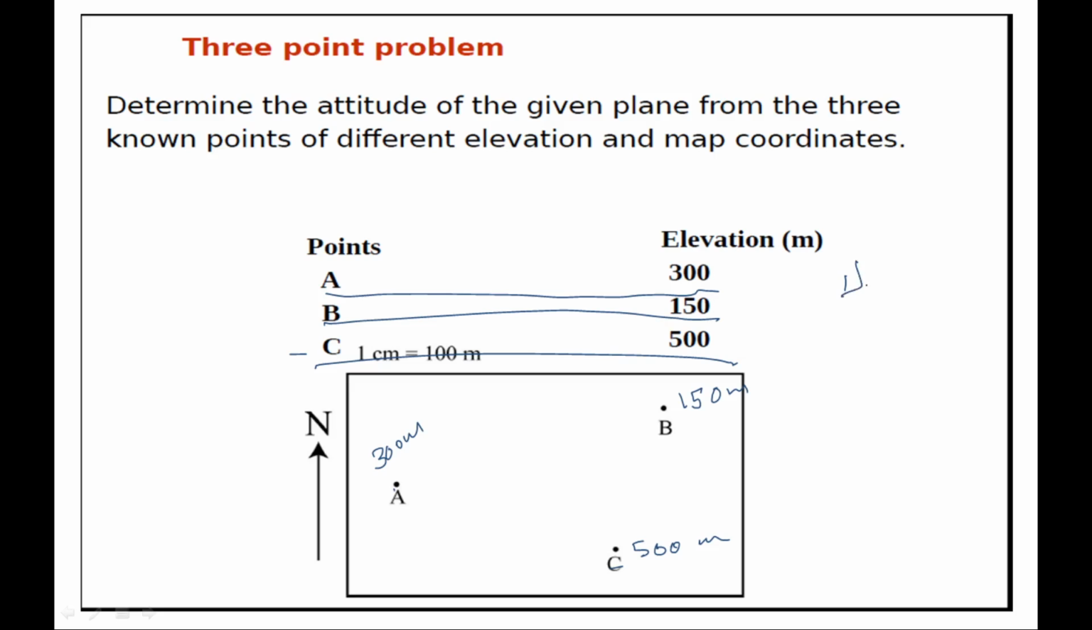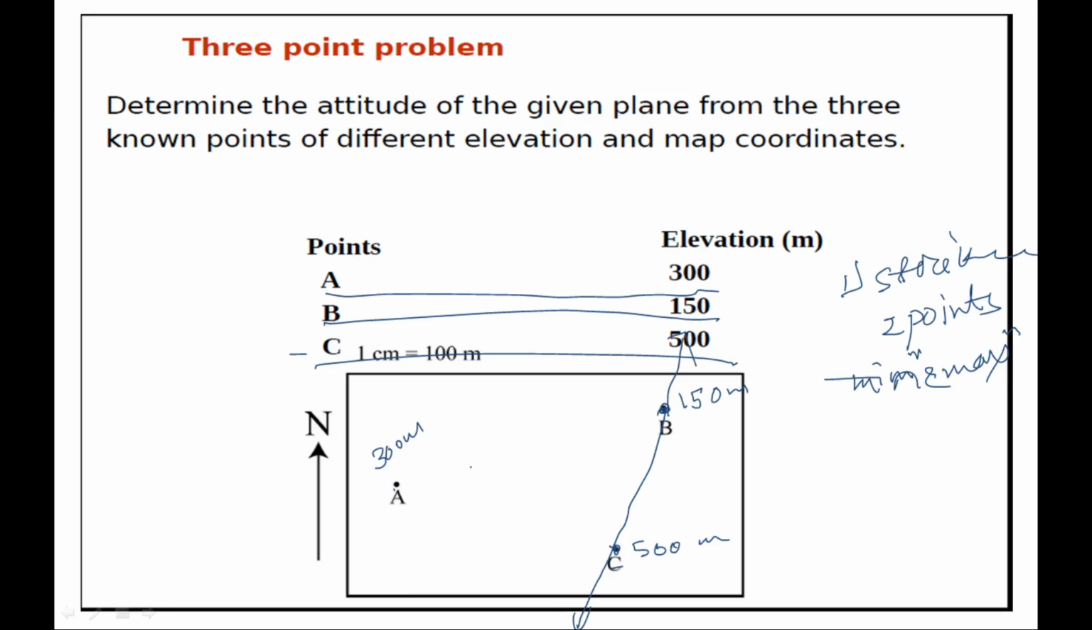So first thing what you have to do, to plot strike line. For the strike line, you have to find out 2 points which are of equal elevation. Here there are 3 points which are of unequal elevations. What you have to do, you have to join the 2 points of minimum and maximum elevation. So B is having 150, C is having 500. You have to join B and C.